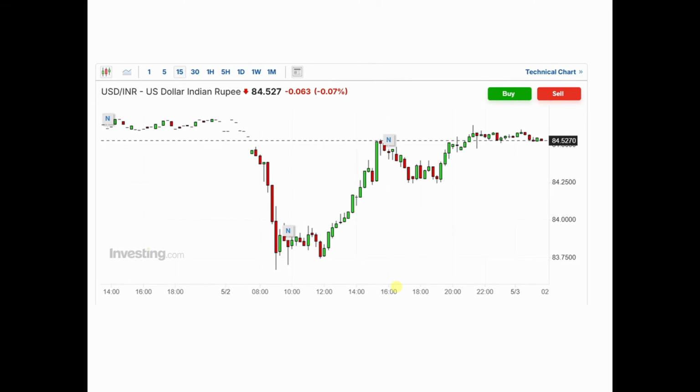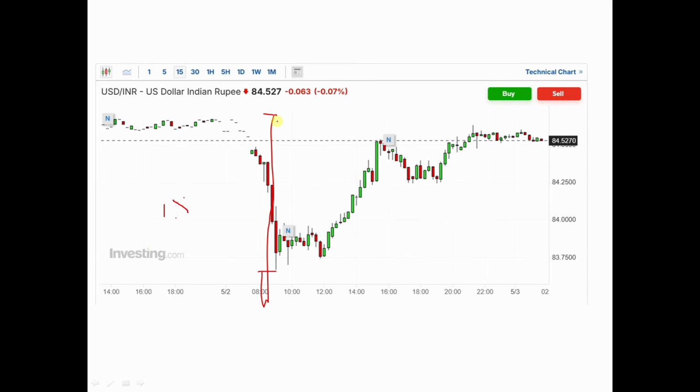This is the USD INR chart of the Indian rupee for 2nd May 2025. Here you can see when the market opened at 9 o'clock, suddenly the rupee moved from this level to this level. So it is around a 1% move in the Indian rupee, that is, the Indian rupee appreciated by 1% from a level of 84.5 to 83.7.